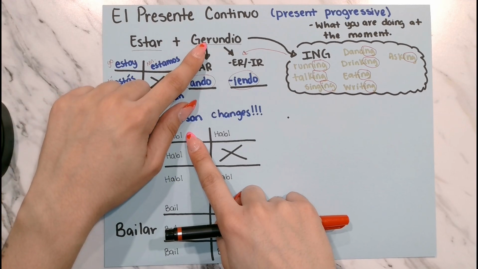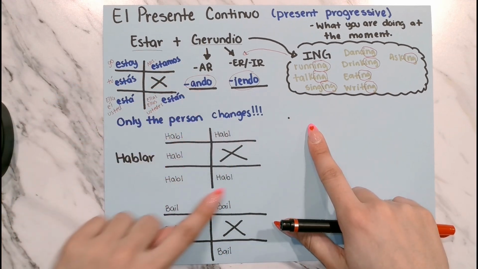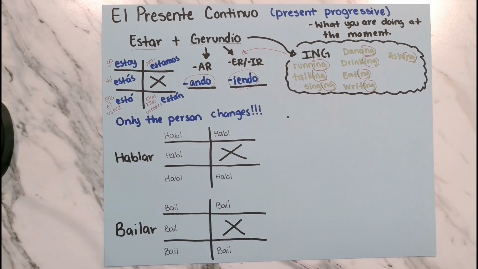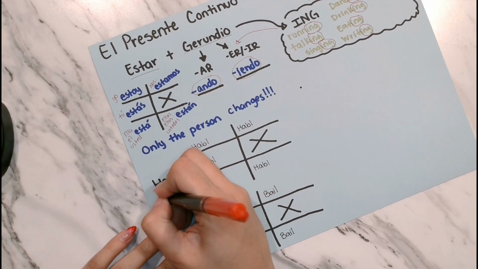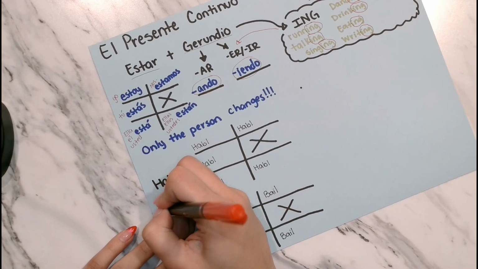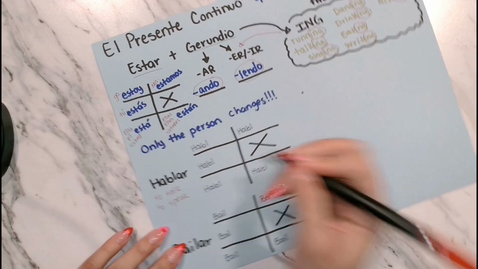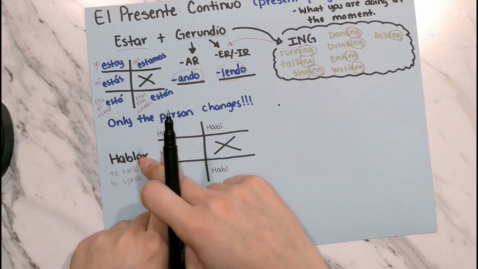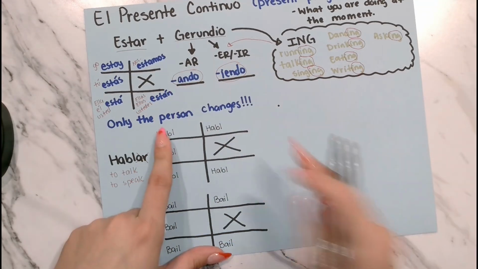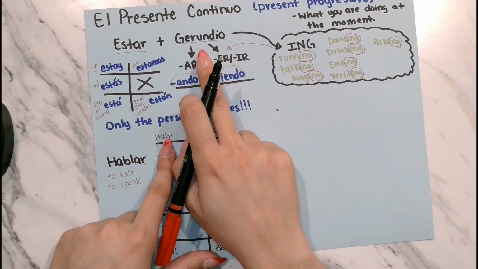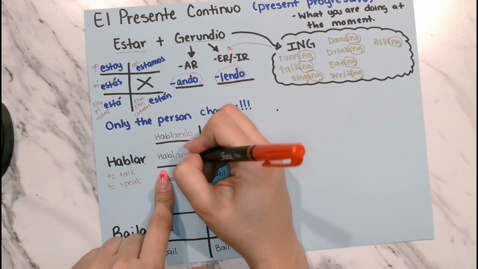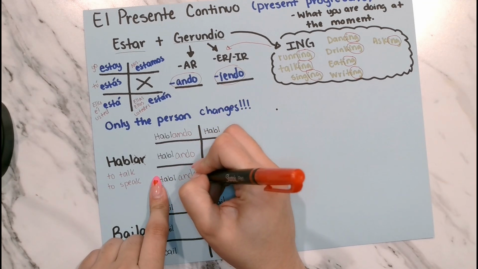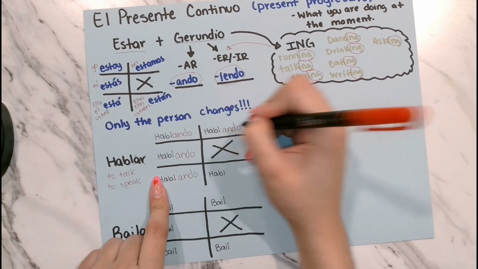When it comes to el gerundio, ando is going to be the same for all of them. For example, hablar. We know that hablar is what? To talk, to speak. We already know that we're going to eliminate the last two letters and we're going to add our new ending, which is el gerundio: ando. It's going to be like that for all of them.